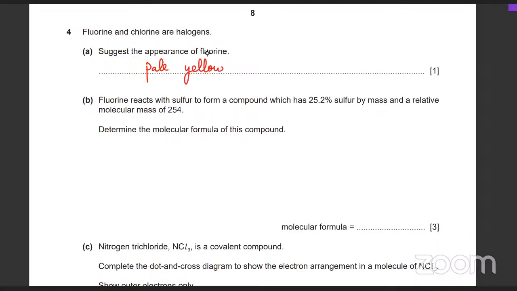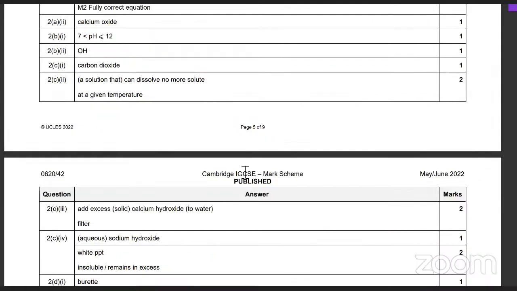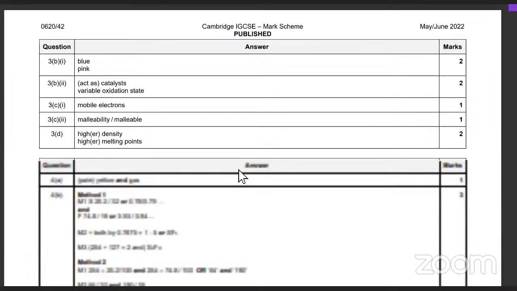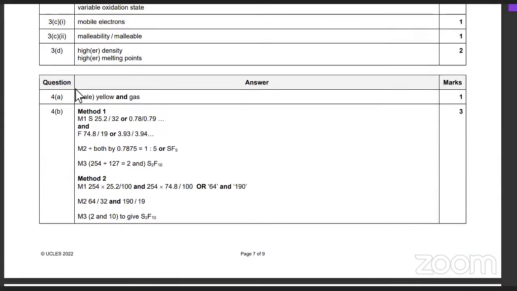Group 7 की चीजें ना याद रखनी हैं: fluorine, chlorine, bromine, and iodine. Fluorine is a very pale yellow, almost colorless gas. Chlorine is greenish yellow, bromine is a red-brown liquid, and iodine is a blue-black solid. ठीक है, मैं चेक कर लूं कि उन्होंने pale yellow लिखा है या colorless लिखा है. The appearance is yellow, pale yellow. ठीक है, that's written over here.